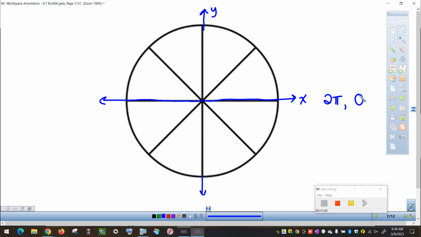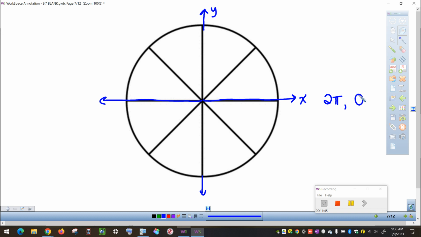Another thing I want you to know is that radians don't have units. There's no symbol for units. It's not like with degrees where we have the little degree symbol. So we don't put any sort of symbol after it. It's just the value.